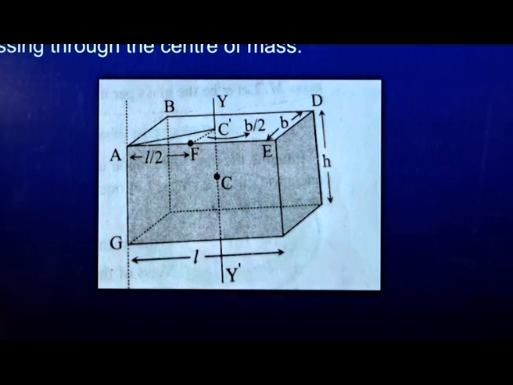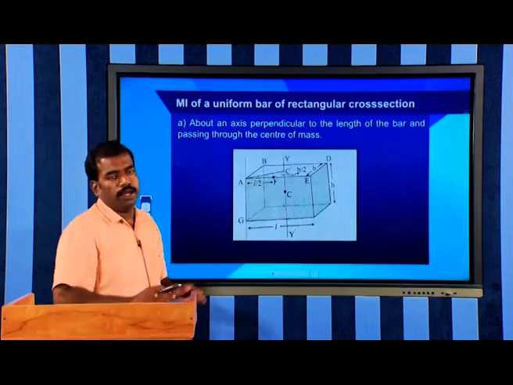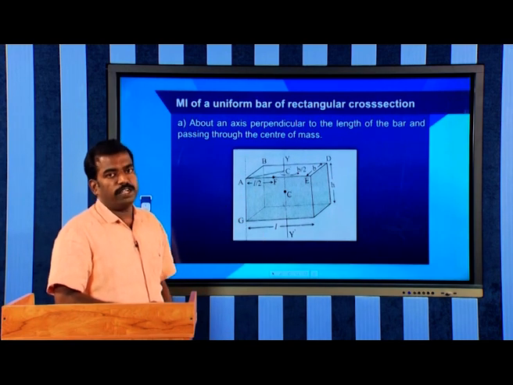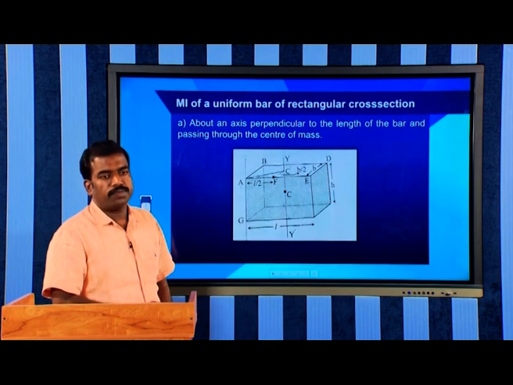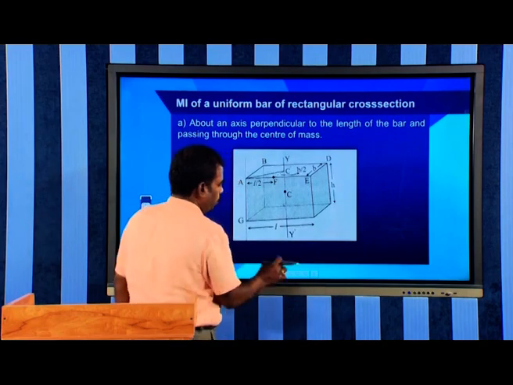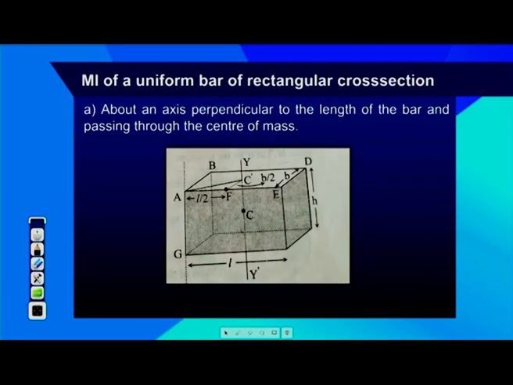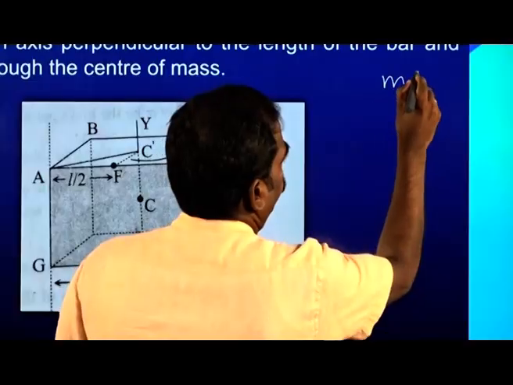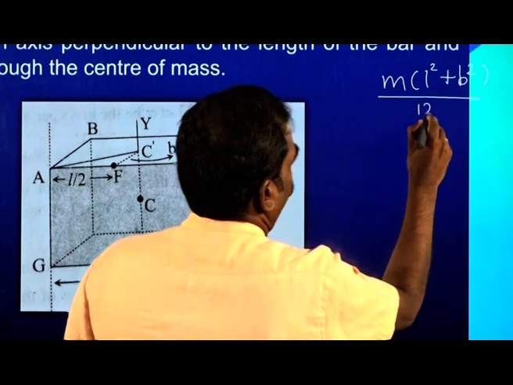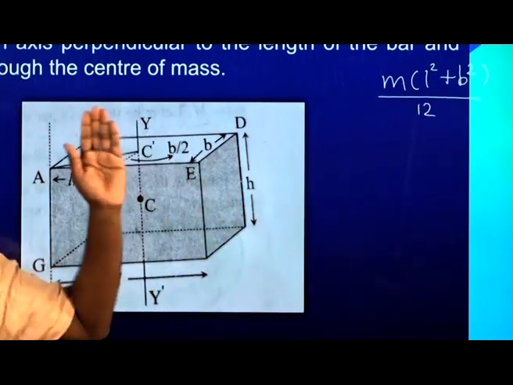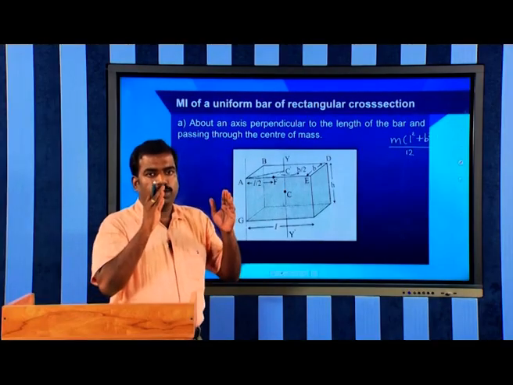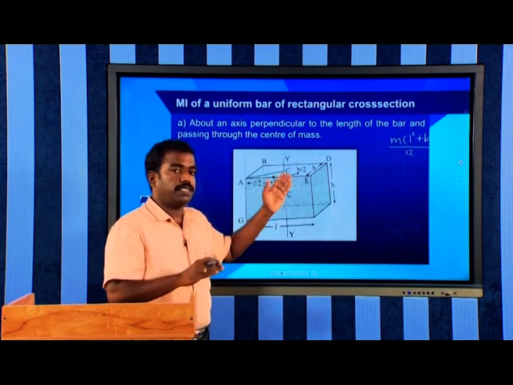We have already discussed that the moment of inertia of a lamina about an axis perpendicular to its plane and passing through the center of mass is given by m into (L square plus B square) by 12. Moment of inertia of a rectangular lamina is given by m into (L square plus B square) by 12. This is the moment of inertia of the rectangular lamina of mass small m, and we imagine that the solid bar is made up of a large number of such lamina.